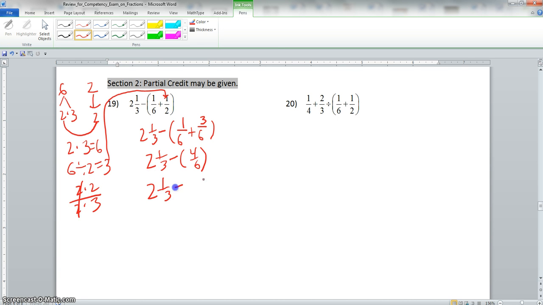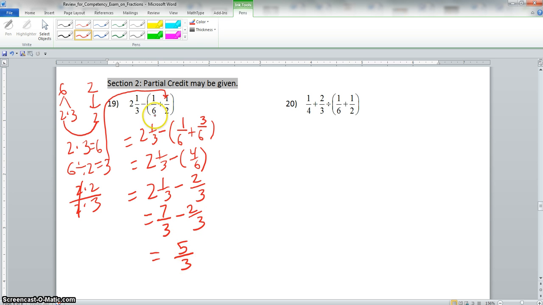So we have 2 1/3 minus 2/3. Now first of all, we need to change this mixed number to an improper fraction. Our denominator would stay 3. 2 times 3 is 6, plus 1 is 7. So 7/3 minus 2/3. Now our denominator is 3, and 7 minus 2 is 5.